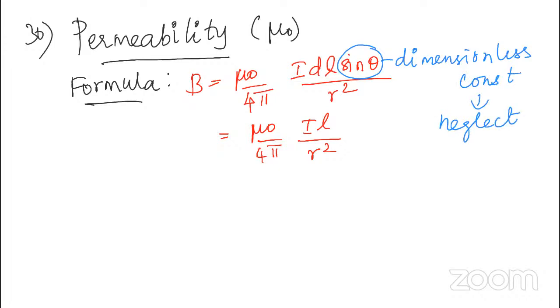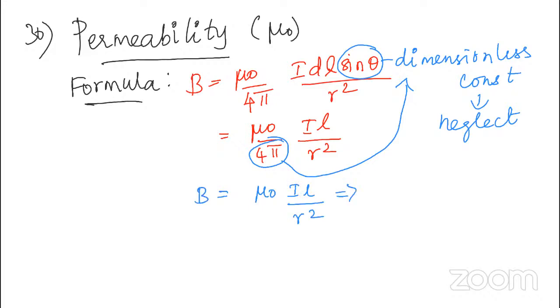Here 4 pi is also a dimensionless constant. So mu naught IL by R square into B. We want only mu naught, so rearrange the formula: mu naught is equal to B into R square by I into L. Now substitute the values.